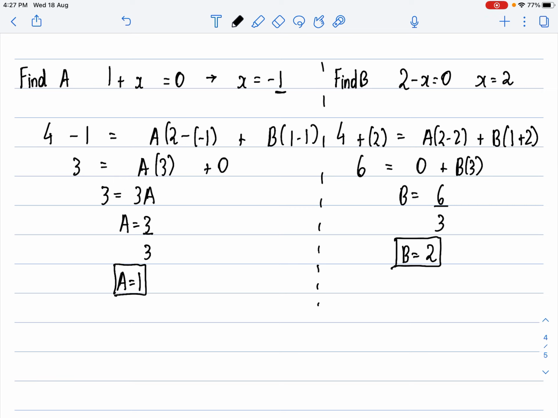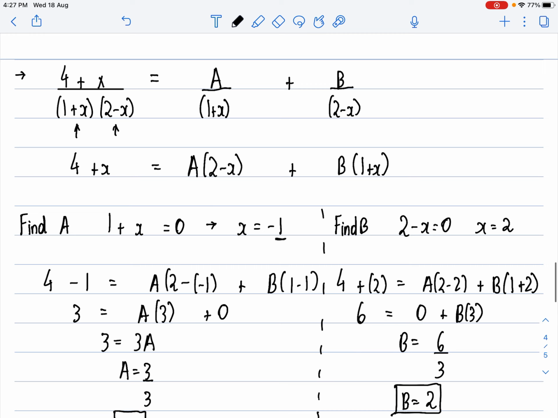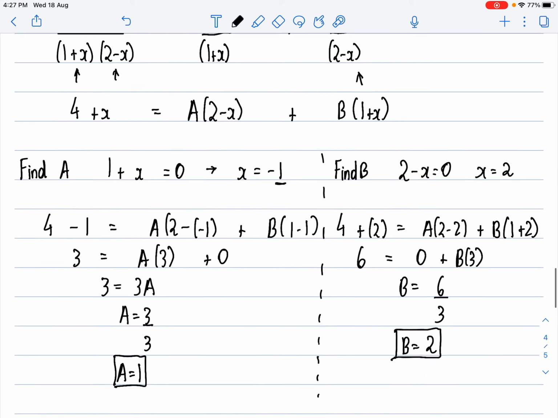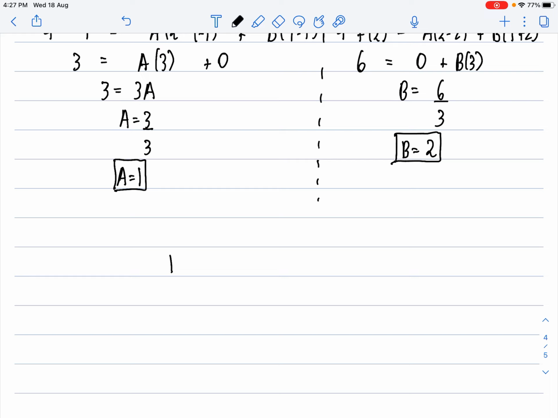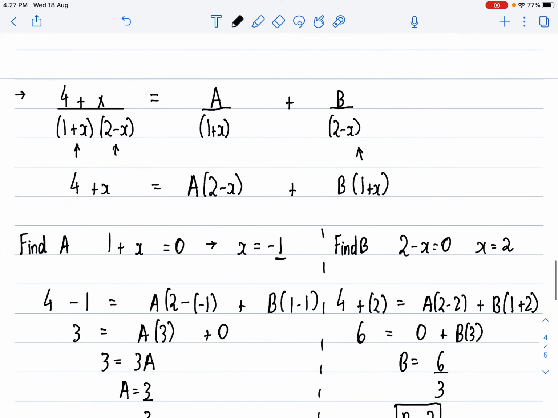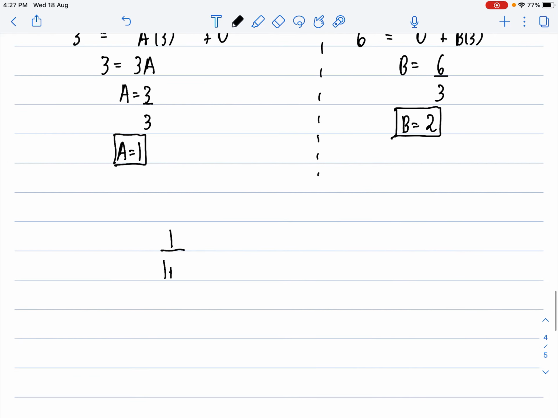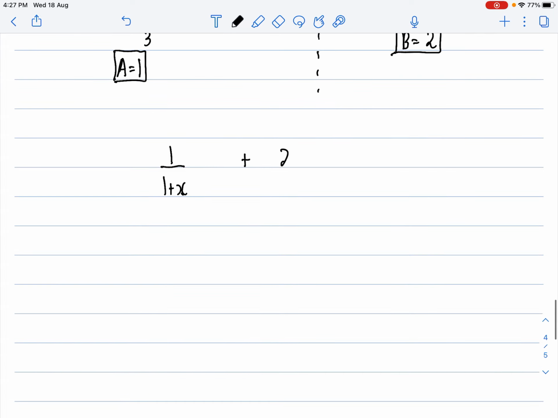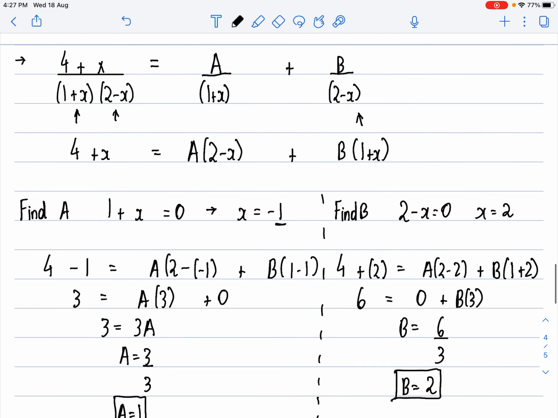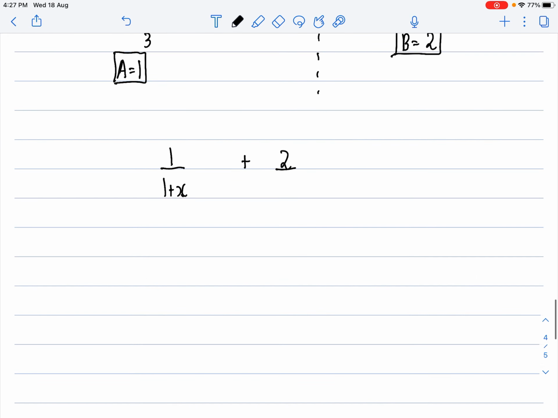Now I basically write this in the final form, which is basically this, and I substitute a and b. So I can write this as 1 over 1 plus x, plus 2 over, here I have 2 minus x. So I simply write 2 minus x. So this is basically converting it into the partial fraction form.